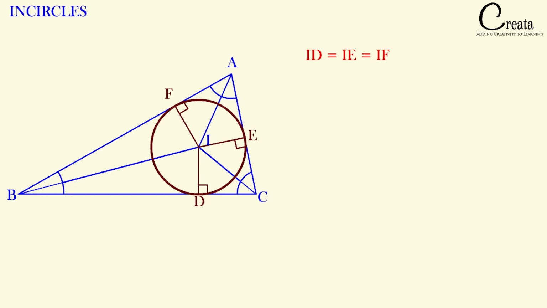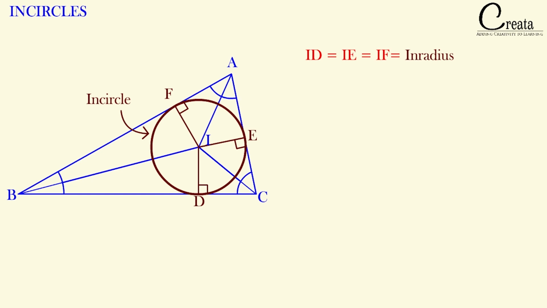This circle is known as the incircle. It is inside the triangle and it is touching the three sides of the triangle. This is the incircle, and ID, IE and IF are the radius of the circle. The name given to the radius of the incircle is inradius. So this is the inradius.